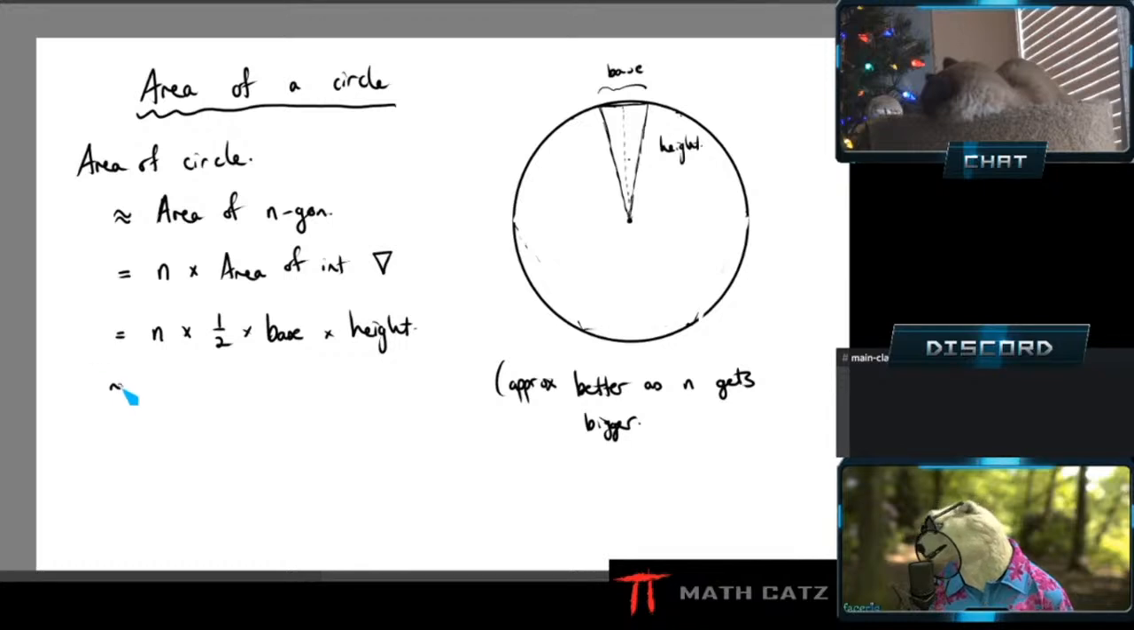So as n gets really, really big, the height of this triangle is going to be very close to the radius of the circle. It's never actually the radius because there's a teeny tiny gap between the circle and my base edge. But as these triangles get super thin and the base gets super short, the height is approaching the radius of the circle.